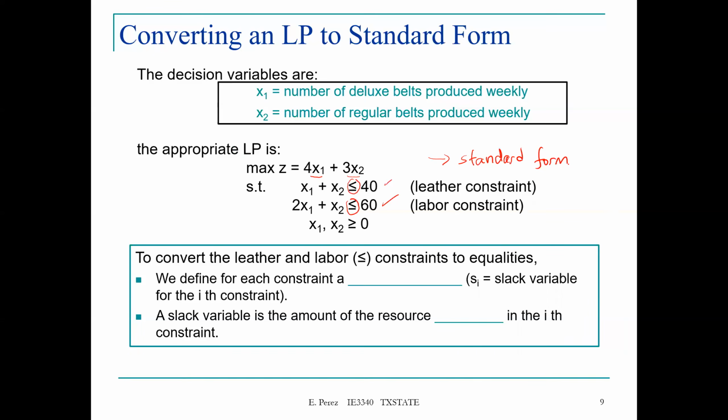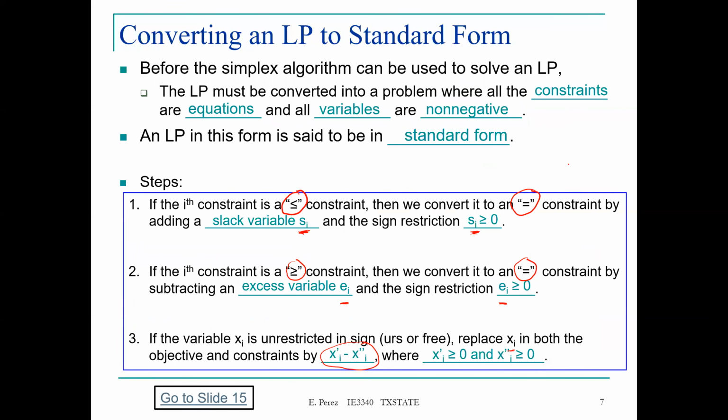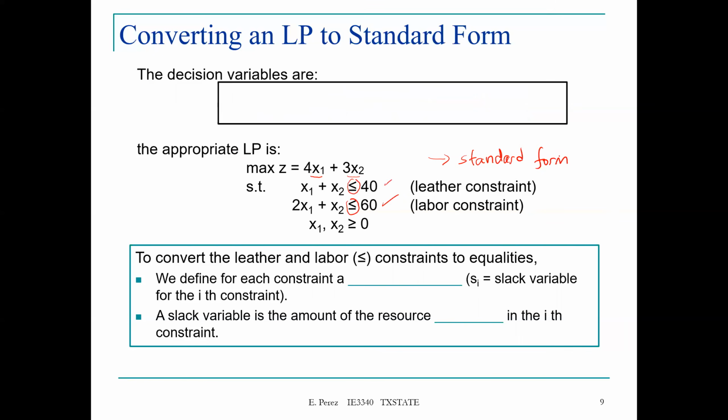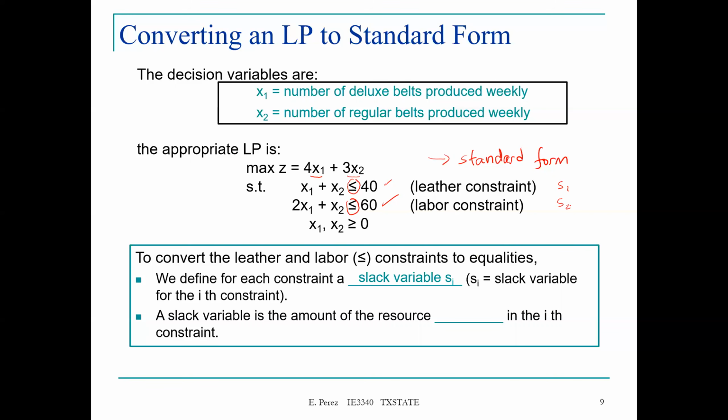So we are going to follow these steps. In our case, we had these inequalities, so we want to make those inequalities equalities. So let's do that. To convert the leather and labor constraints to equalities, we define for each constraint a slack variable, Si. So we're going to have a slack variable for each inequality. Let's say for inequality 1, we're going to have S1. For inequality 2, we have S2.